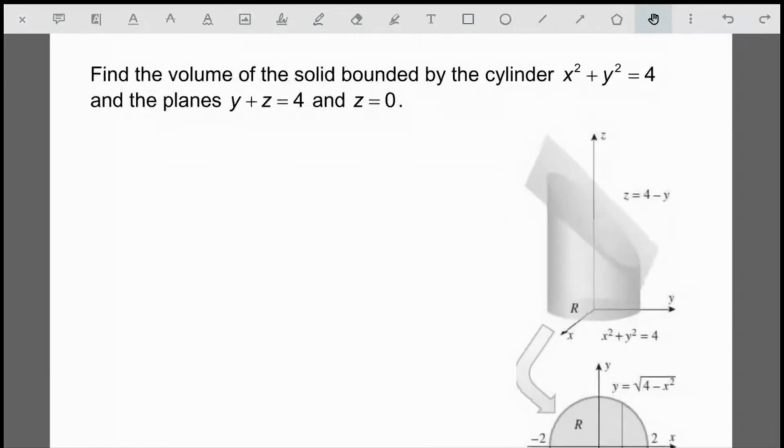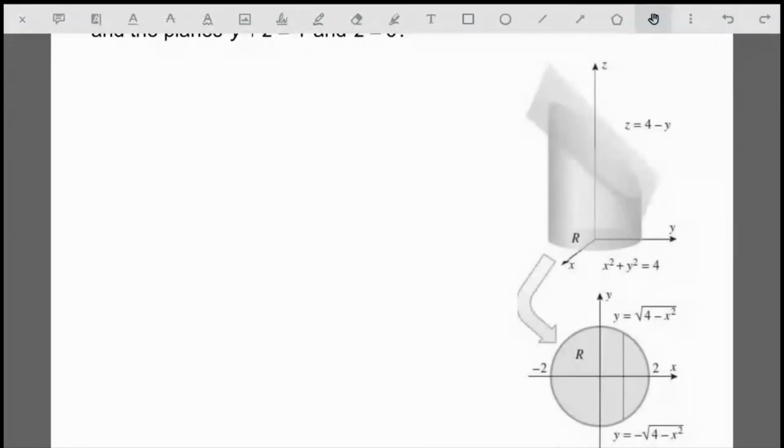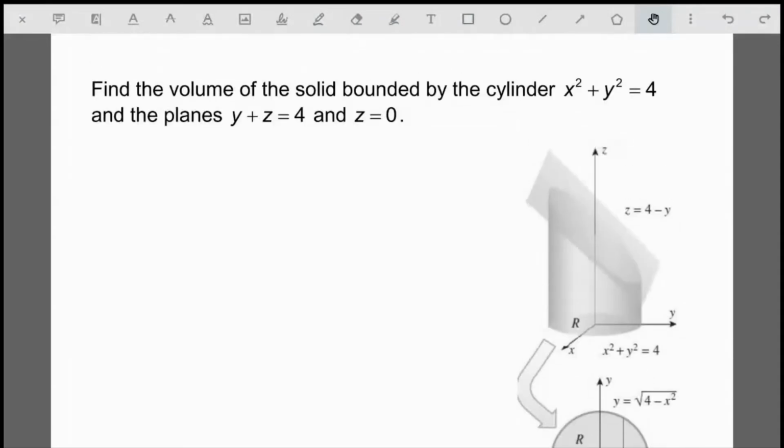Okay, so here's another example. This time we were given a diagram. And from the diagram, I'm going to use that to determine what I'm going to use for my setup. Now, notice on this diagram, we are going to be finding the volume of the solid bounded by this cylinder, x squared plus y squared equals 4, and the planes y plus z equals 4 and z equals 0. Okay, so nice thing is we have a diagram here.